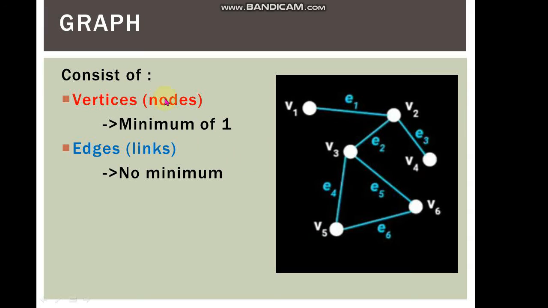Graph is basically made of vertices and edges. So let's look at the graph on the right. This graph represents the vertices, which are V1, V2, V3, V4, V5 and V6, and edges, which are E1, E2, E3, E4, E5 and E6. So we have 6 edges and 6 vertices. Edges connect vertices, so that's why it is also called links or relation. Vertices are also known as nodes.